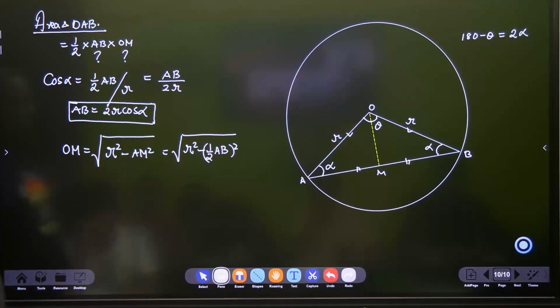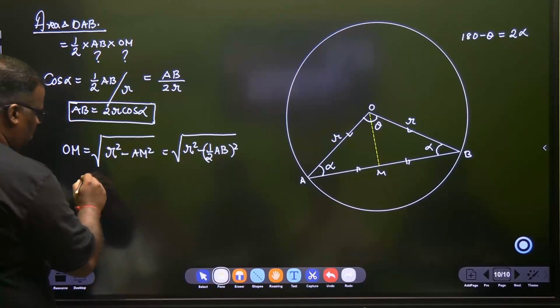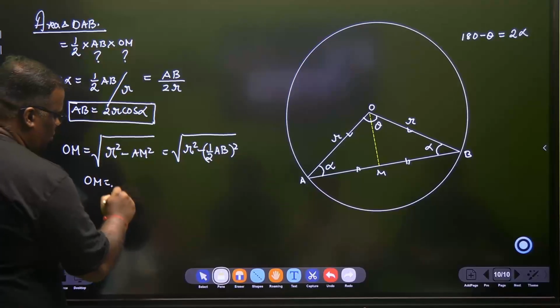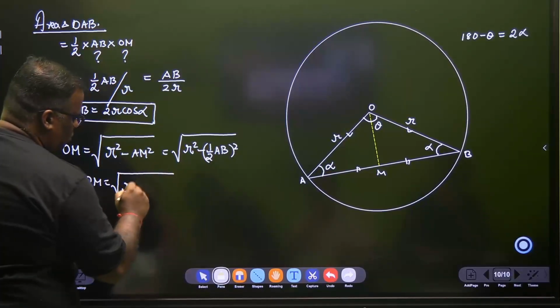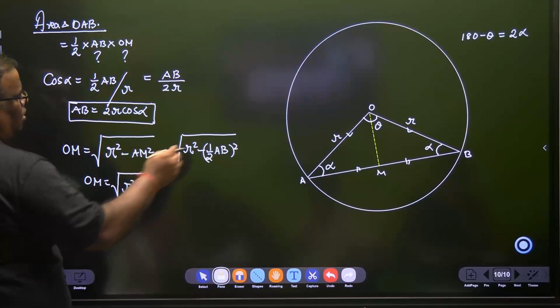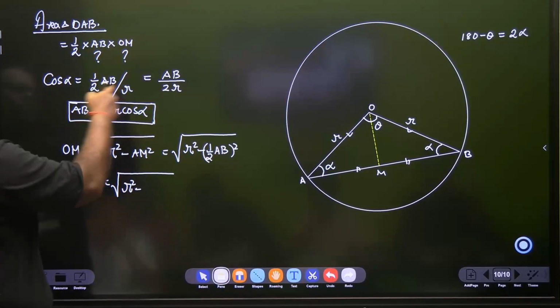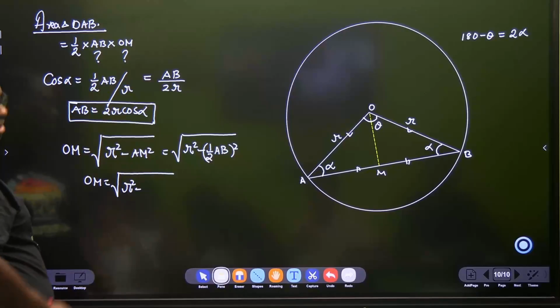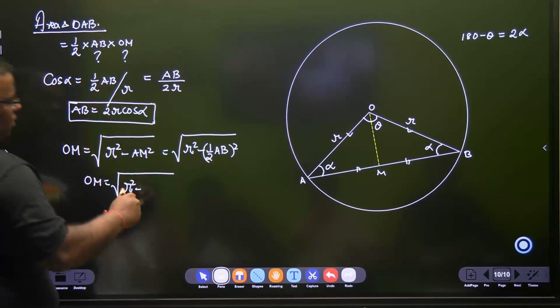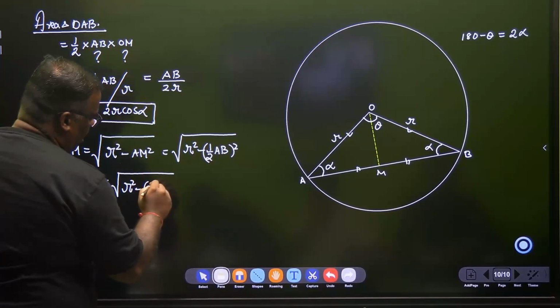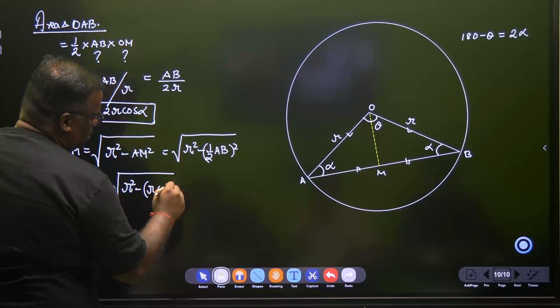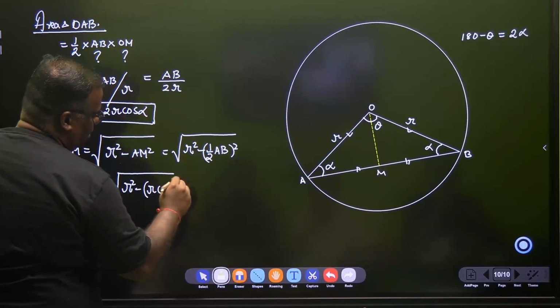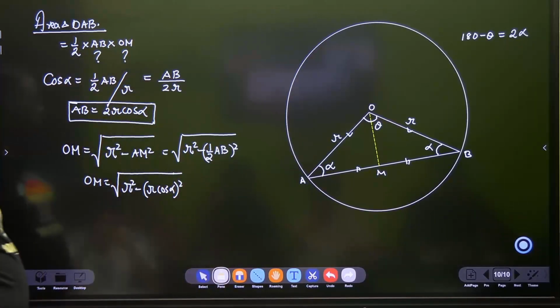ठीक है? और OM is equal to root R square minus, what is AB? Half AB is straight away, you don't need AB. Half AB is R cos alpha. So we can write R cos alpha whole square. ठीक है?